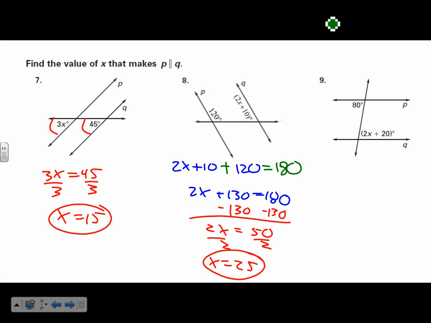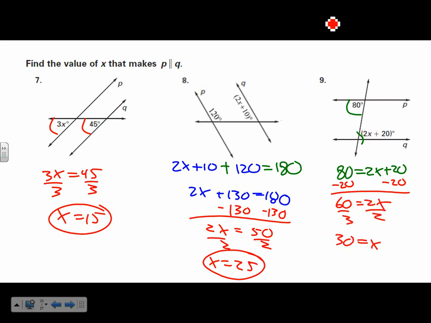Then this one, again, we have alternate interior angles. So alternate interior angles are congruent. 80 is equal to 2x plus 20. Subtract 20. You get 60 is equal to 2x. Divide by 2. 30 is equal to x. Now, if you went through and you actually said that number 7 was corresponding angles, so you did the biconditional for that and listed it out for all of these, that's awesome. You didn't have to because it didn't tell us to do that.